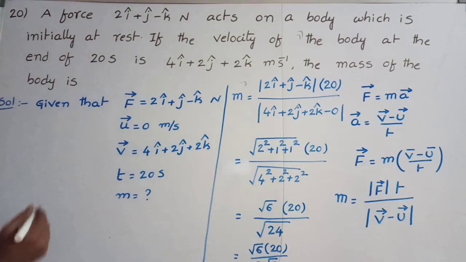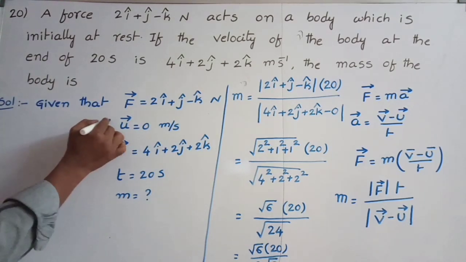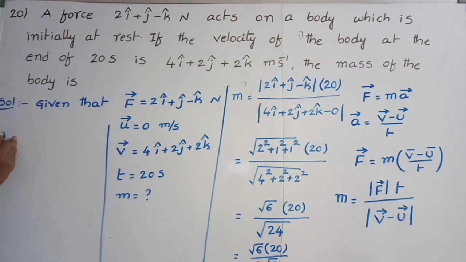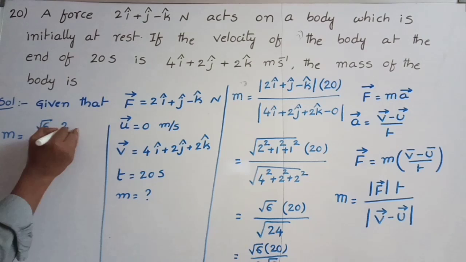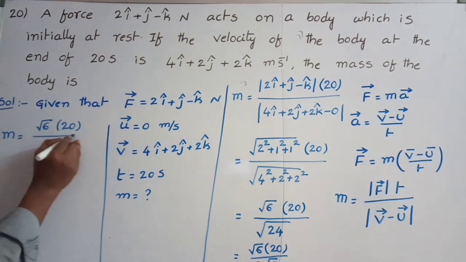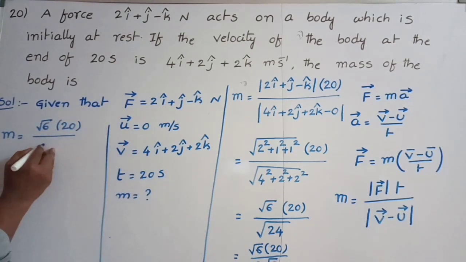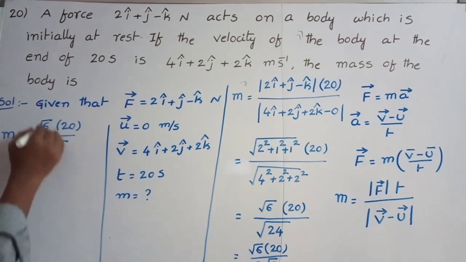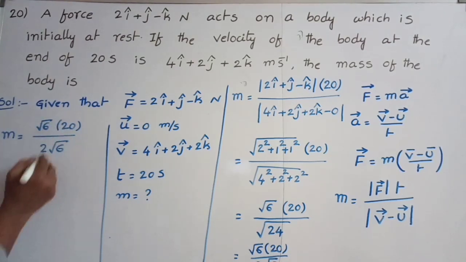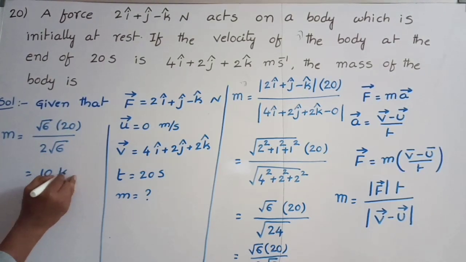Okay, I am writing here. So mass m is equal to root 6 into 20 by, this 24 we can write as 2 root 6. Root 6 gets cancelled. 2 tens cancelled. Mass of the body is equal to 10 kg.